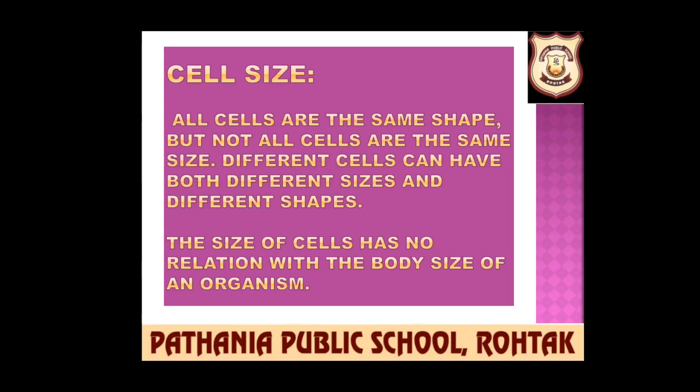Whereas if I am talking about the large eggs, they are of ostrich, it is nearly 170 millimeter into 130 millimeter in dimensions. In our body, red blood cells are the smallest, which is having 7 micrometers, and the nerve cells are about 100 centimeter long. These are the longest in our body.